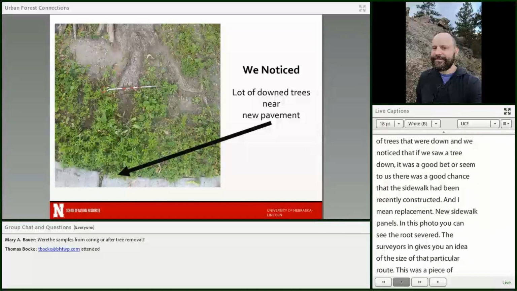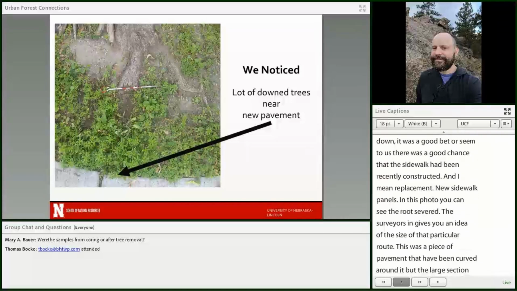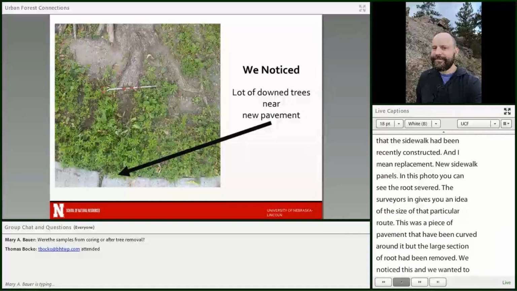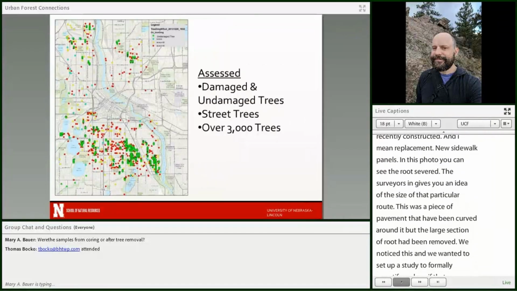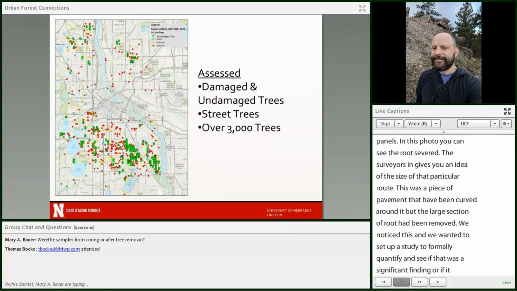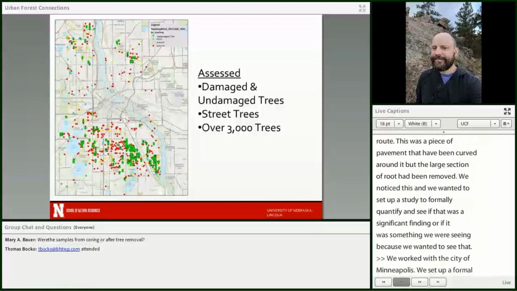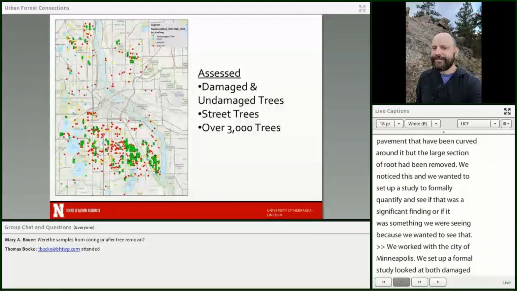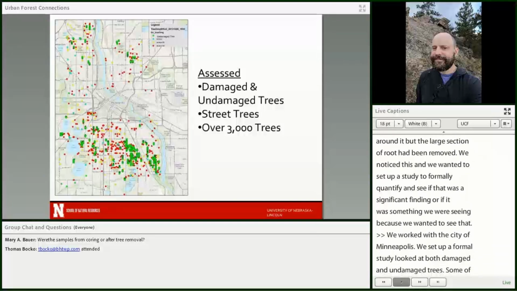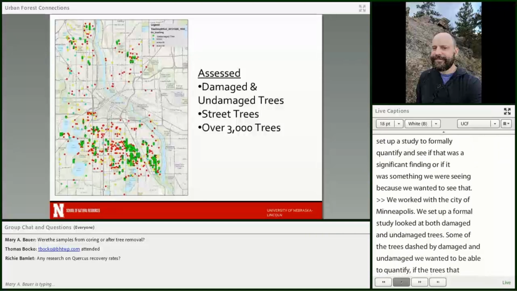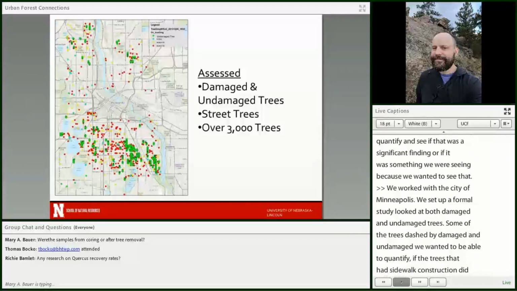We noticed this, and we wanted to see if we could set up a study to formally quantify whether that was a significant finding or just something we were seeing because we wanted to see it. So we worked with the city of Minneapolis and set up a formal study, looking at both damaged and undamaged trees, so we could quantify trees that had sidewalk construction but didn't fall down, or vice versa. We wanted to see how that impacted things.